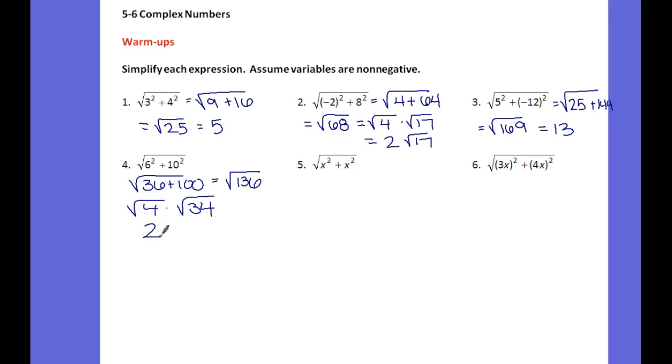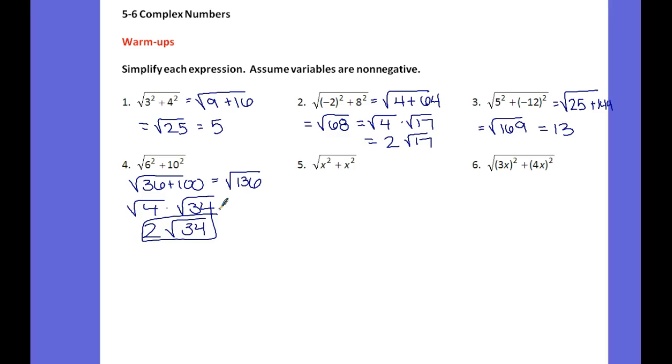34 is what 2 bigger numbers multiplied together? 30. Never mind. 17. Yeah, and? 2. So are 17 and 2 divisible by any perfect squares? No. So that means we found the largest perfect square that went into it, and our final answer is 2 square roots of 34.